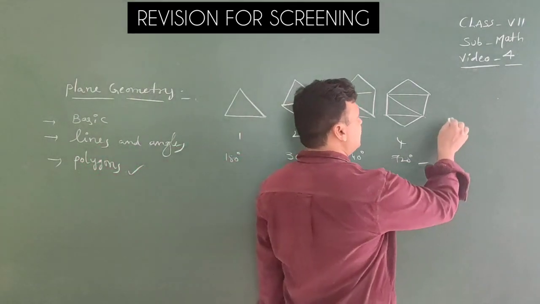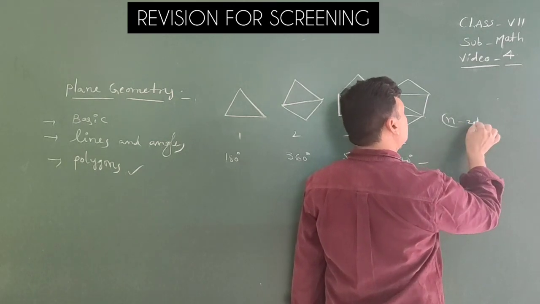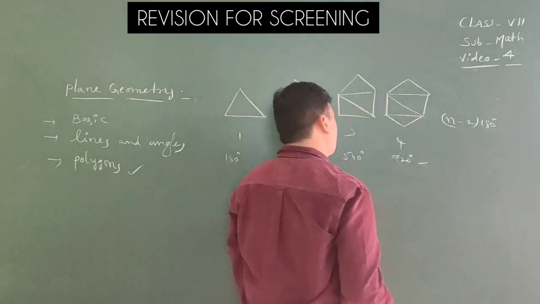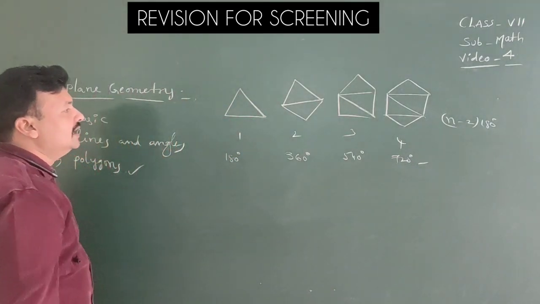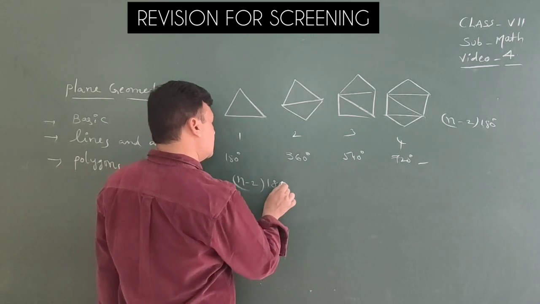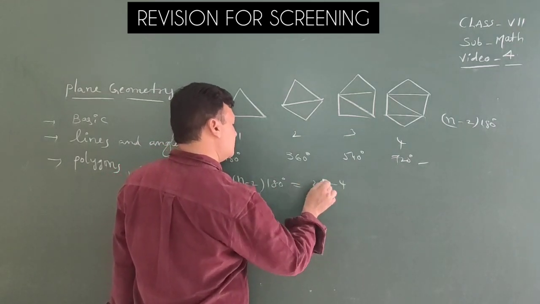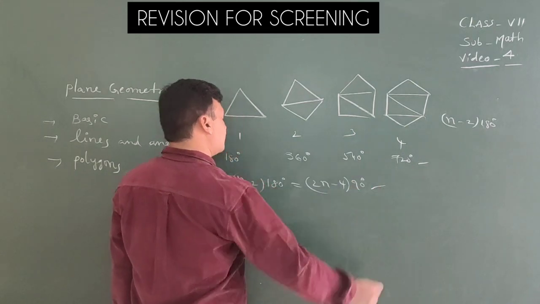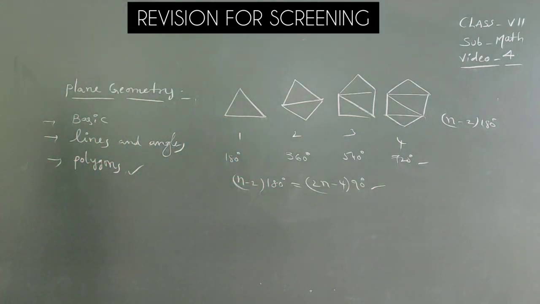So for an n-sided polygon, the sum of the interior angles measures n minus 2 into 180 degrees. Otherwise, 2n minus 4 into 90. If they ask in terms of right angles, it has 2n minus 4 right angles. Because every polygon can be divided into n minus 2 triangles.